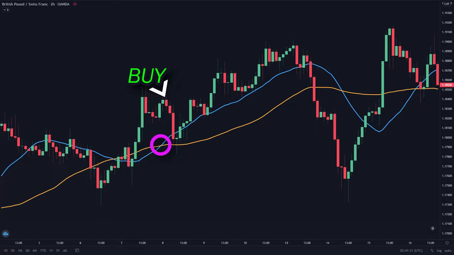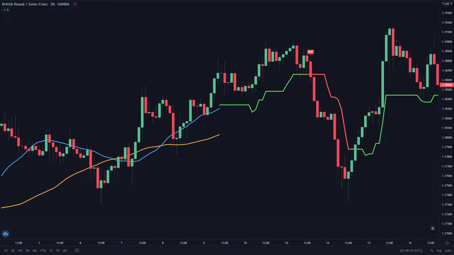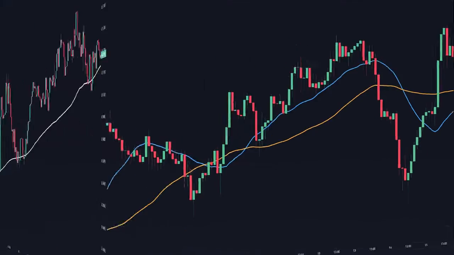If you waited for the lines to cross over again, you would have exited your trade here and wasted so many pips. But if you had used a better exit indicator like the ATR trailing stop loss, you would instead exit here. Notice that it gave a much better exit signal and you would have kept more pips. So that's my approach when trading the moving average crossover.